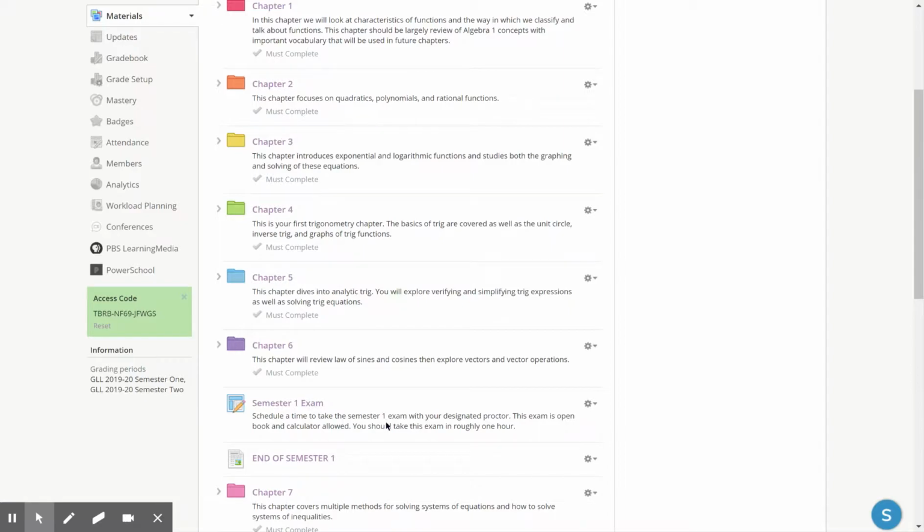So if there's something that you need to go back and look at, if there's a formula that you forgot, you can always go back and get that. You're not necessarily expected to just memorize a formula. It's more about, can you apply it and do you know when to apply it?